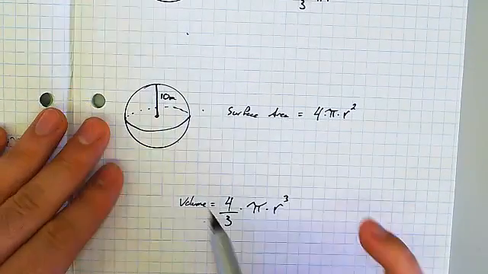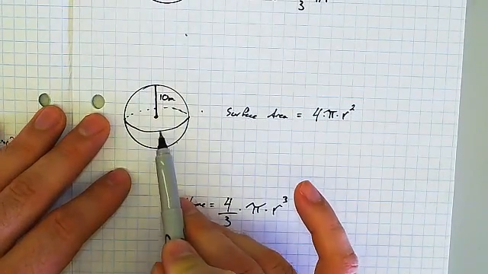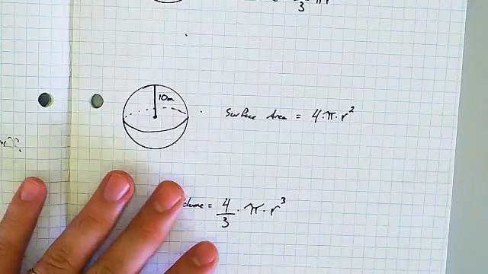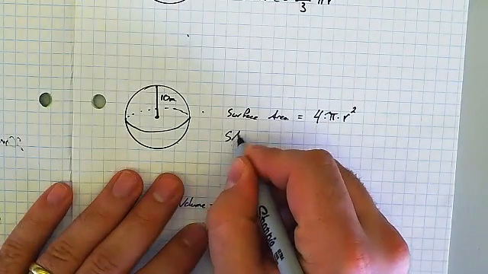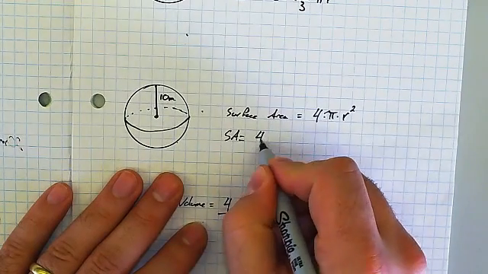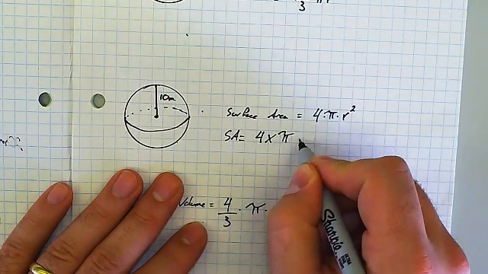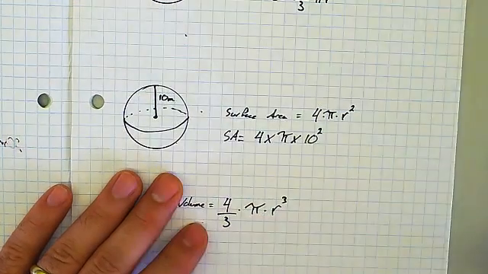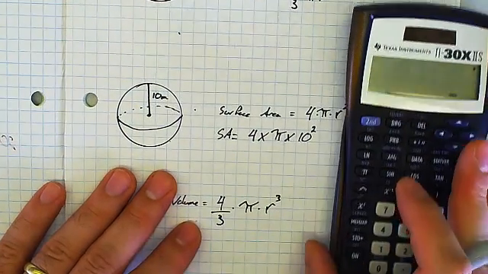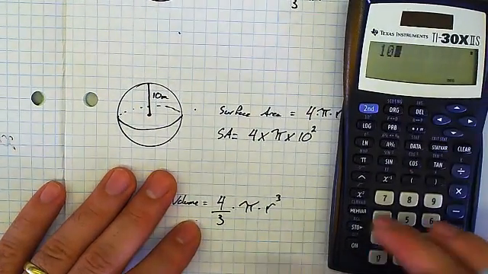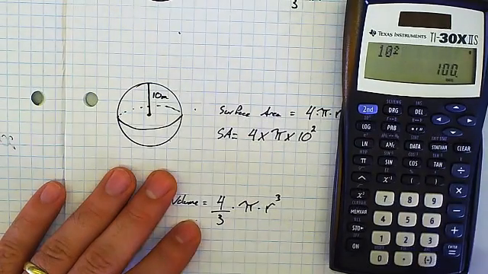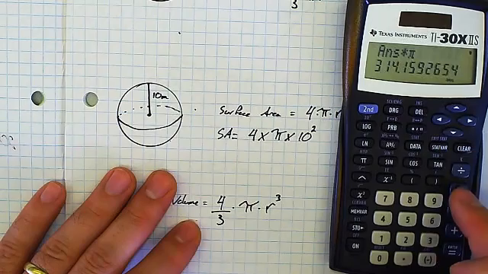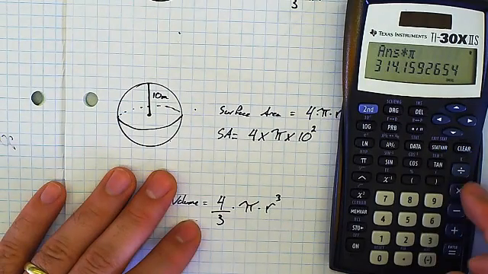So, in our example here, we have a sphere. It has a radius of 10 meters, and we're first going to start by finding the surface area of this. So, for surface area, it's going to be 4 times pi times 10 squared. 10 squared is the same thing as saying 10 times 10, which should give us 100.